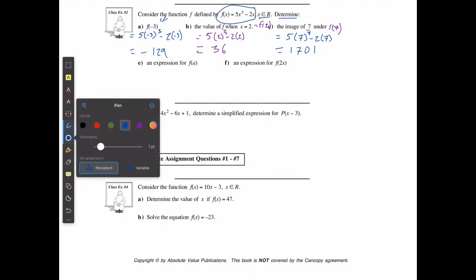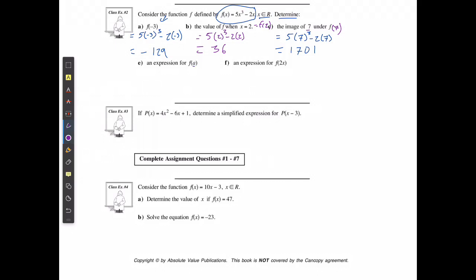Now, it's not always going to be an actual number. Sometimes I can just replace it with a different variable, which means in this case, if I said f of a, then the x's are just going to get replaced with a's. And I'm just using a different variable to represent the function.